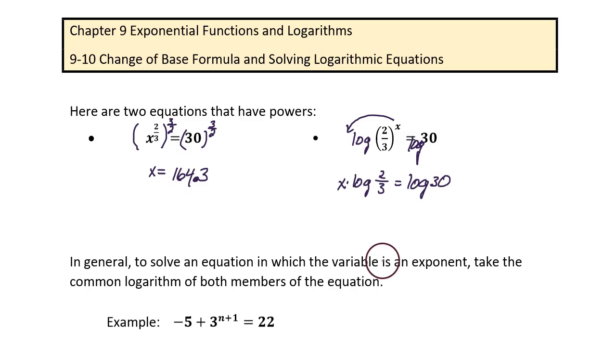Do you see how that's going to let us solve for x? Because in the next step, we can use division. Log of 30 divided by the log of 2/3. Type that on the calculator to get an answer for x. And rounding off, the answer is about -8.38.